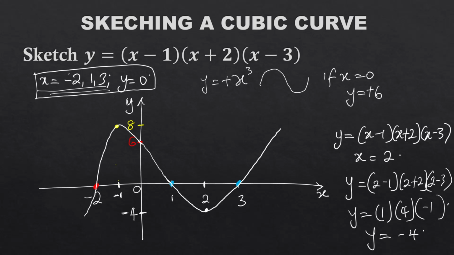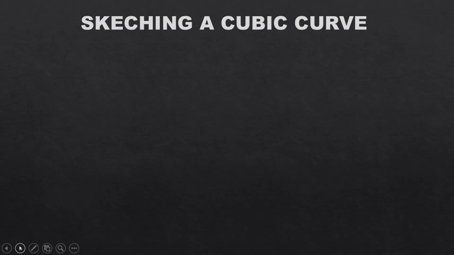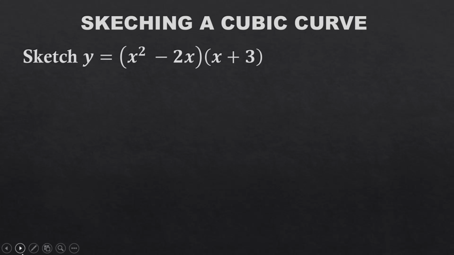So now the next question is going to be, okay, I have the next question. Good. Next question says sketch y equal to bracket x squared minus 2x bracket x plus 3. So when we have this question, we are also going to continue with our analysis. I'm going to run down the steps for you now.